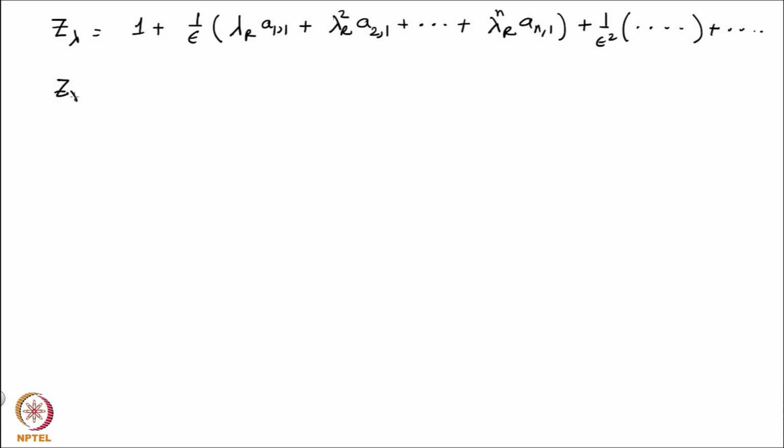So the structure will be that Z lambda I can write as 1 plus a1 over epsilon. So this is epsilon and a1 is this piece. So a1 depends on lambda r. It's a polynomial in lambda r, in principle this keeps continuing. I should not have stopped here because you can calculate up to infinite orders.